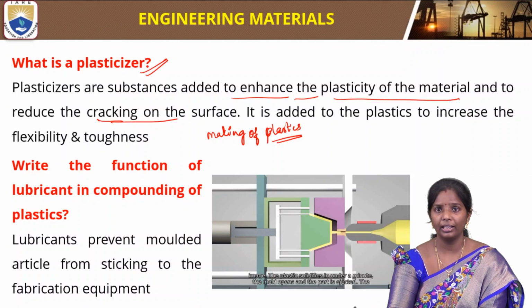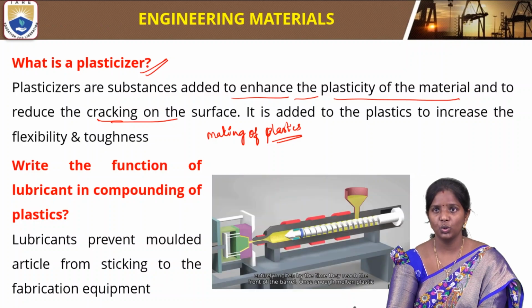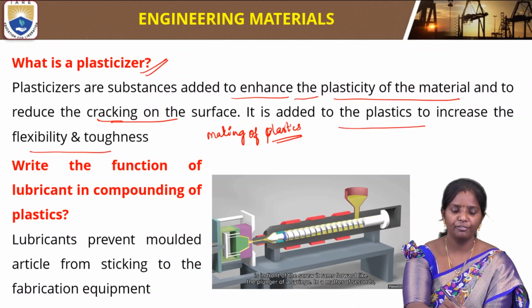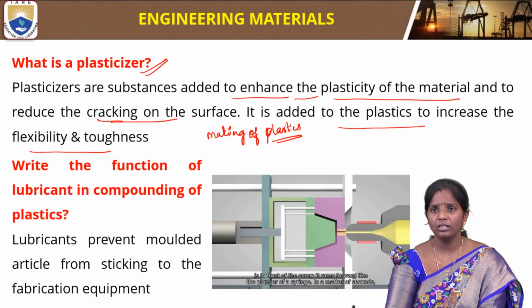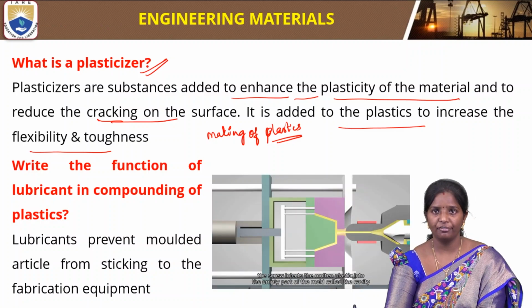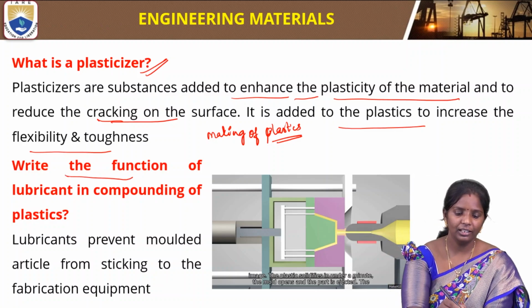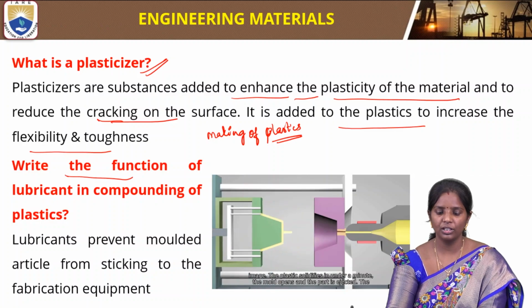If at all there is cracking, the plastic has no use. So therefore, plasticizers are important materials. They are added to plastics to increase flexibility and toughness. If you see a lot of plastics that are flexible in nature and also tough, that is because of plasticizers. Then, write the function of lubricant in compounding of plastics.